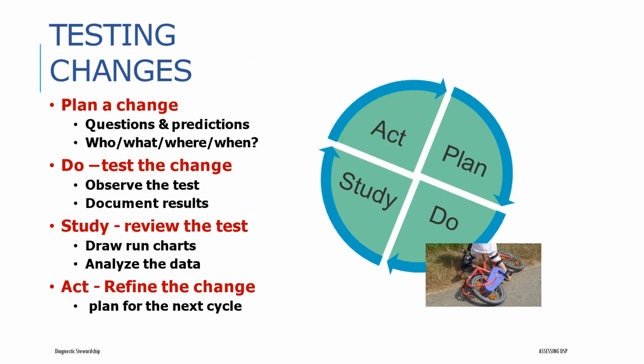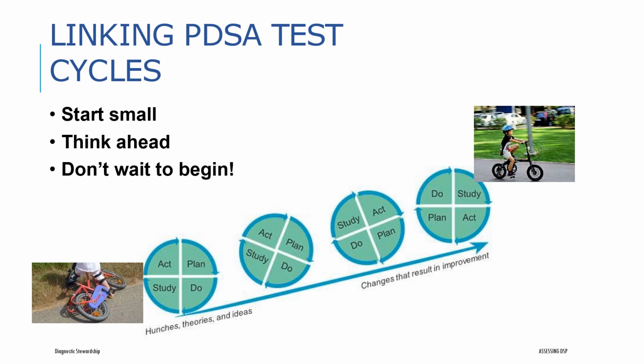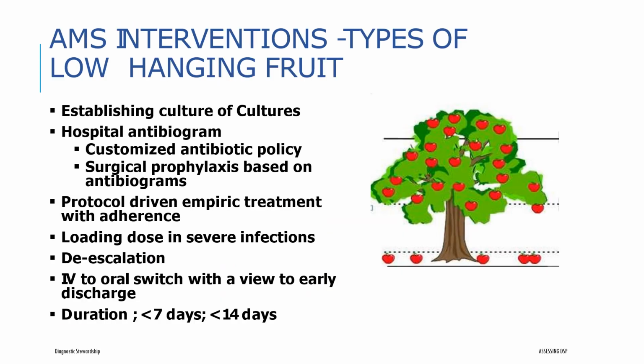Now, what are the testing changes that we do? Plan a change, test the change, study and review the test, and act to refine the change. So, plan a change, test the change, review the test, and refine the change. Linking the PDSA test, that is the plan, do, study, act test cycles. Start small, think ahead, and don't wait to begin. Establish a culture of cultures.